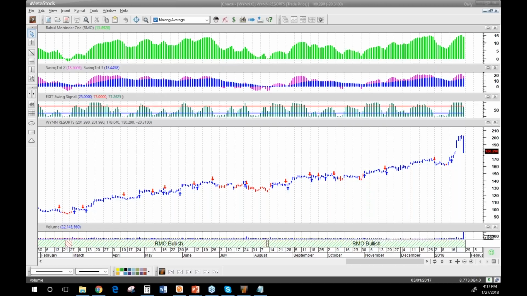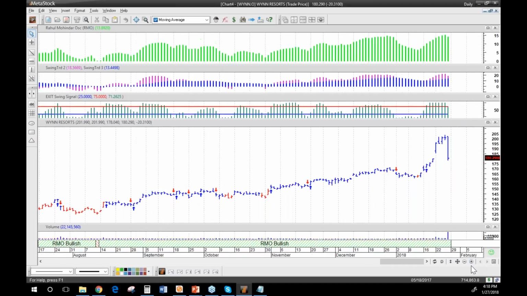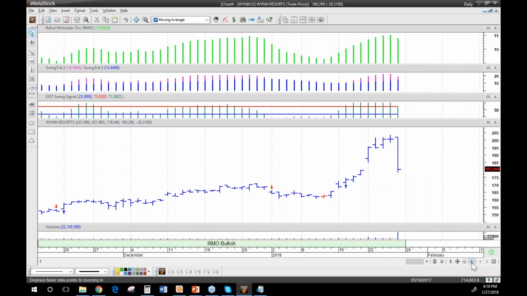Two people ask, what is the exit swing signal? I'm glad you asked, because I normally don't talk about it too much, but it is some indicators. I don't use them personally in my trading, which is why I don't talk about them too much. But Rahul does talk about them. He says if you're trading with real time, you'll definitely want to use exit swing signal, and you can even use it on daily charts as an alternate method for getting out of a trade. That's why I call it exit. So let me zoom in a little bit on this chart and show you what I mean.